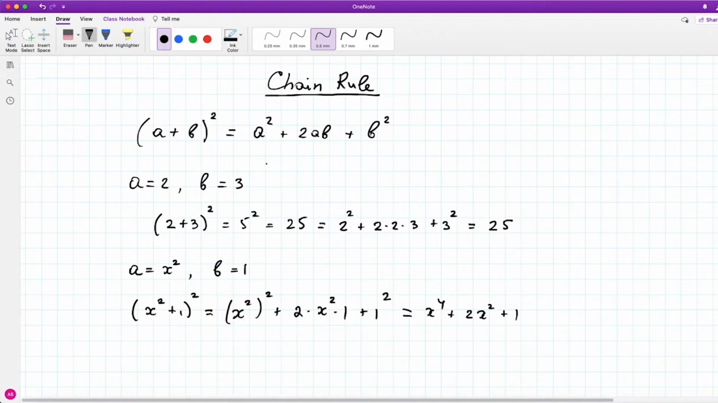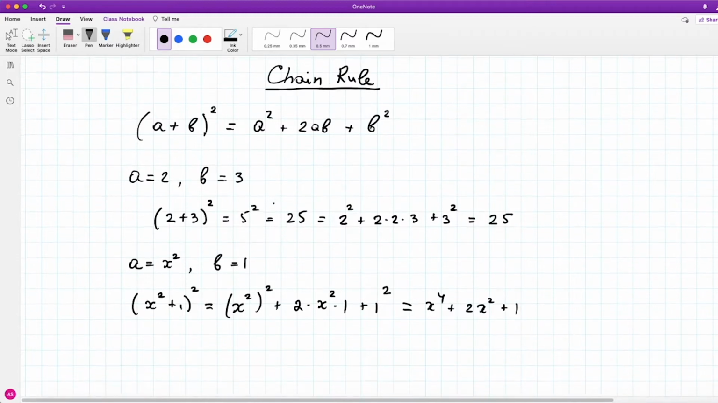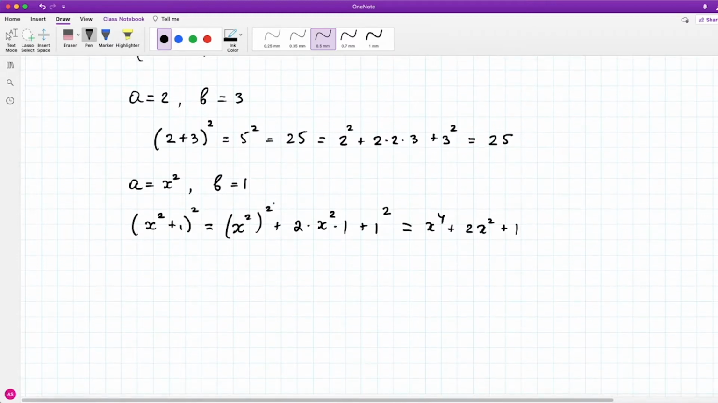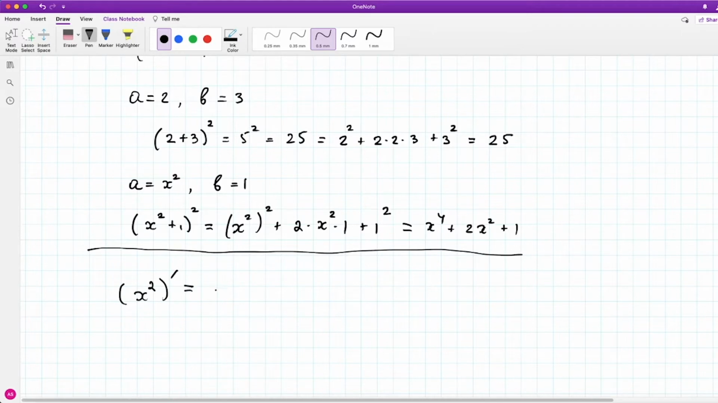Let's see if the same approach will work for equations containing derivatives of functions. So let's start, for instance, with the derivative of x². You probably know that by the power rule, the derivative of x² equals 2x. Now suppose we want to substitute or replace x with x². Let's try to do this in the exact same way as we performed the substitution in an algebraic identity explained earlier.